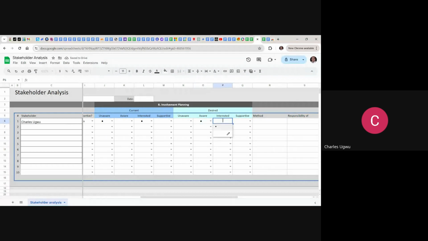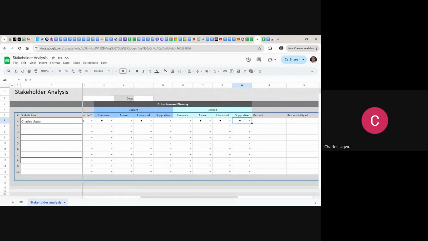And the level of interest, I want him to be interested in whatever I'm doing. I want him to be supporting me. I want his support. This is what you should be working on, trying to get me to be here. This is where I am at the moment. So that is the stakeholder analysis. You're analyzing my relationship. That is how you analyze your relationship with all the stakeholders.